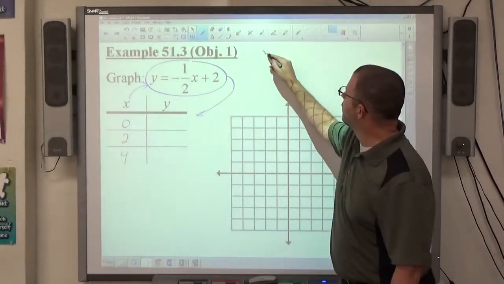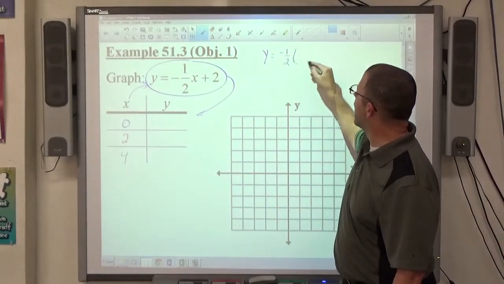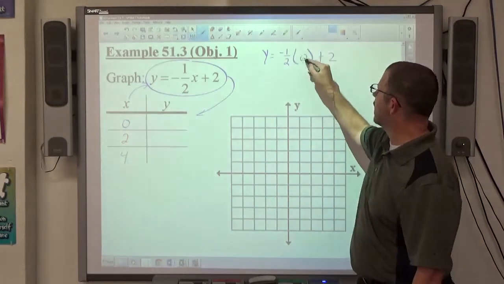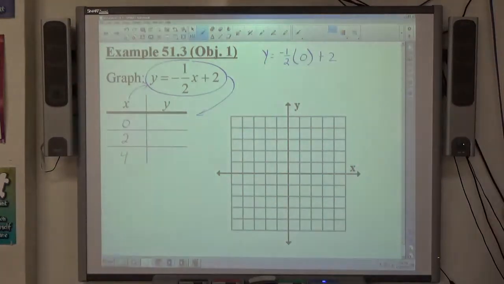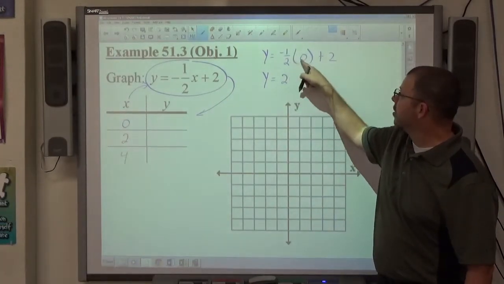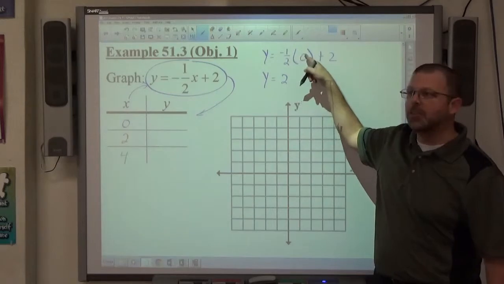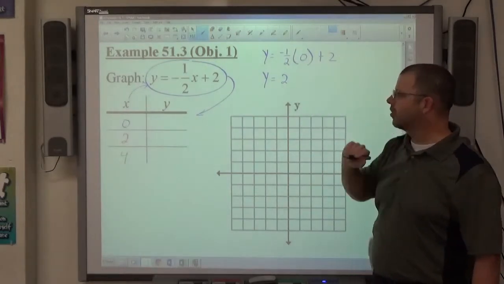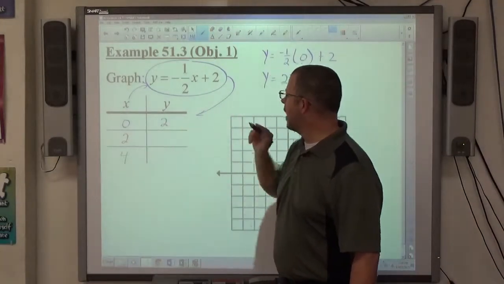So if I put 0 in for x, y equals negative 1/2 times x plus 2. We're changing x to the number 0. So because anything times 0 is 0. Perfect. As Mitchell said, anything times 0 is 0. So half of 0 is 0, negative half of 0 is 0. 0 plus 2 equals 2. So 0 goes in, 2 comes out.